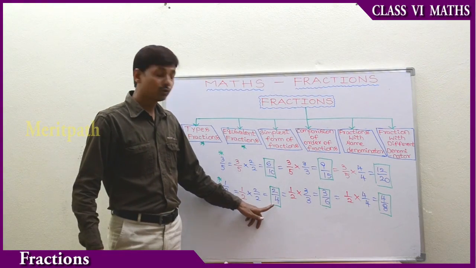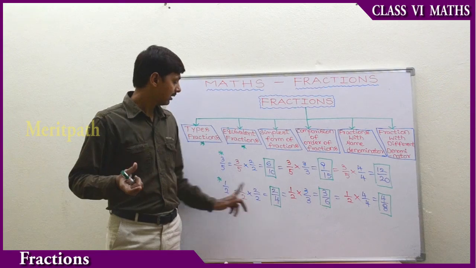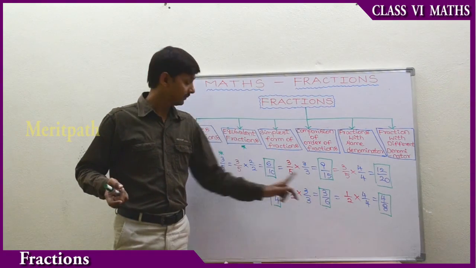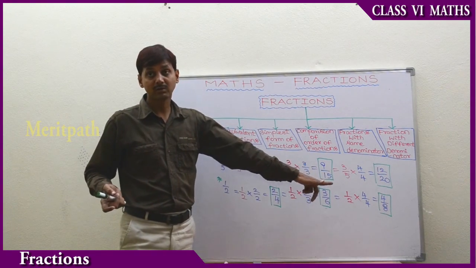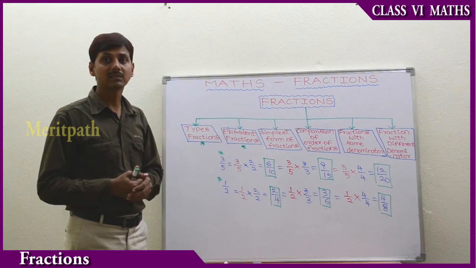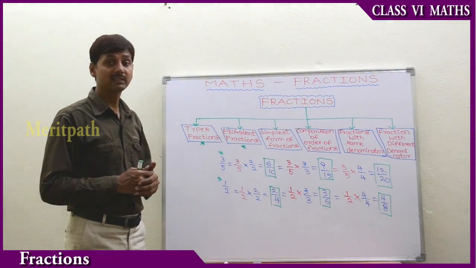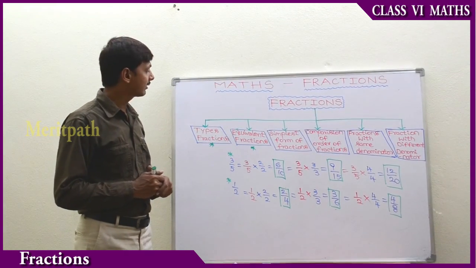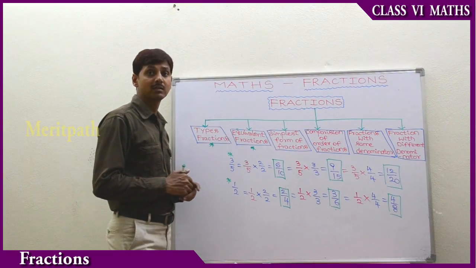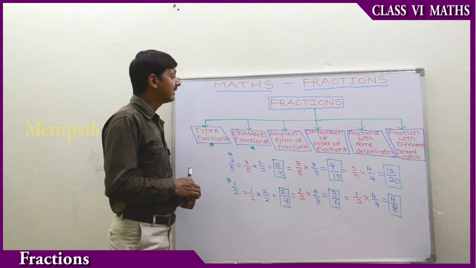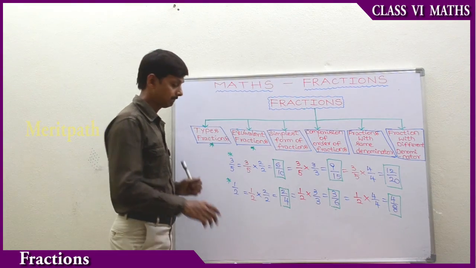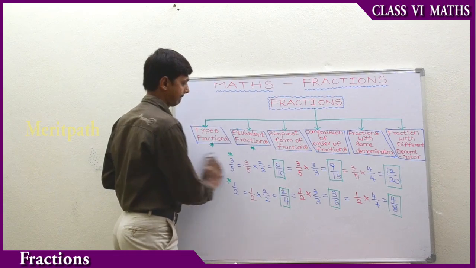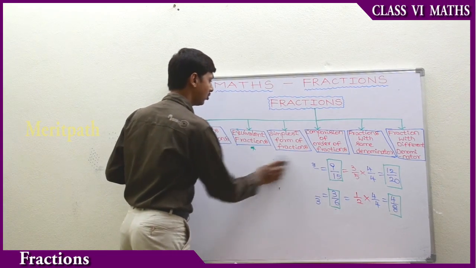1 by 2 is equal to 2 by 4. Both the fractions are equal. 1 by 2 is equal to 3 by 6. And 1 by 2 is equal to 4 by 8. All these fractions are equal. So we call all these fractions equivalent fractions. So this is the concept about equivalent fractions. Let's go to the next concept, that is the simplest form of the fractions.